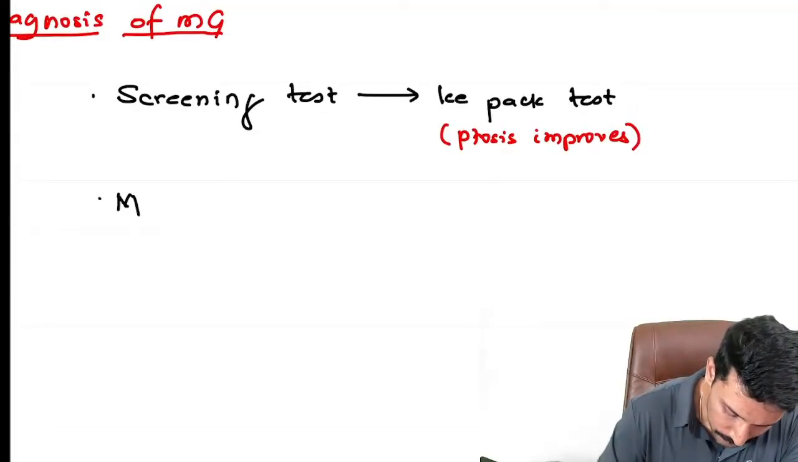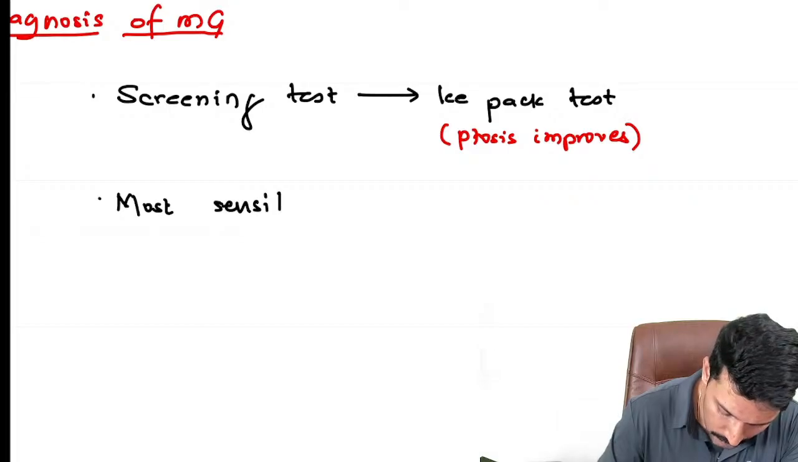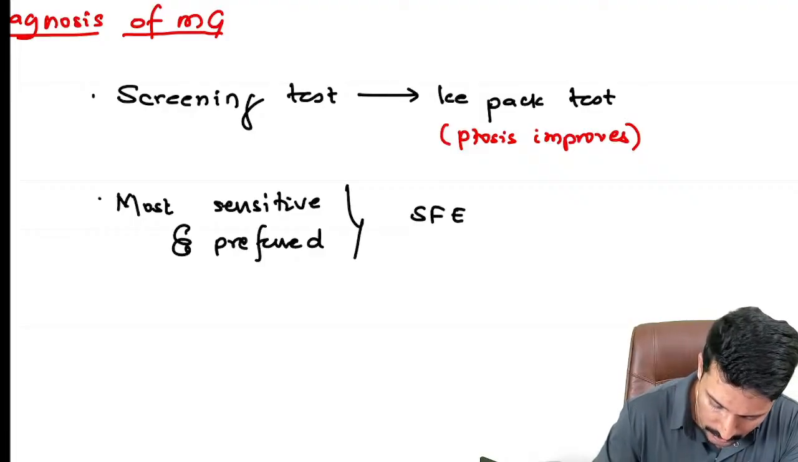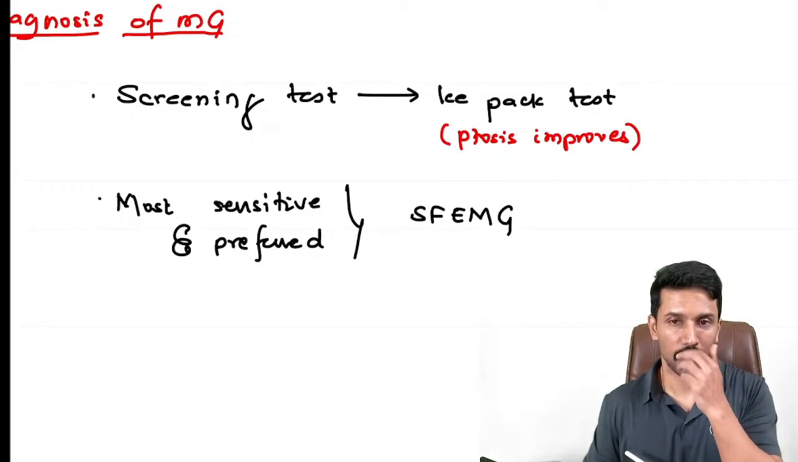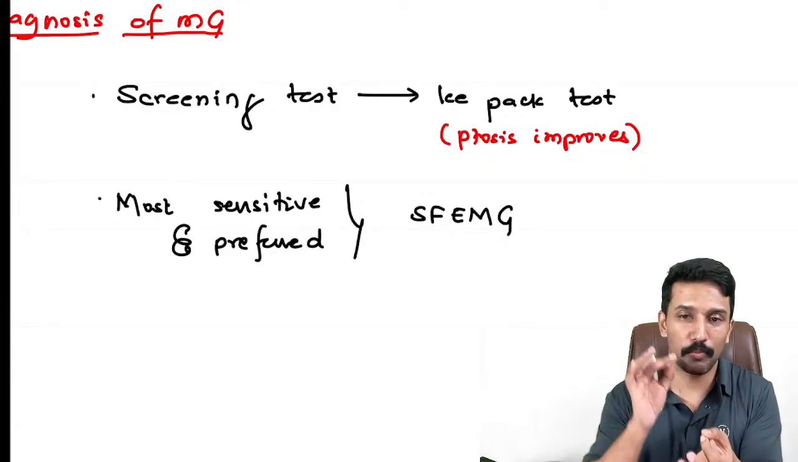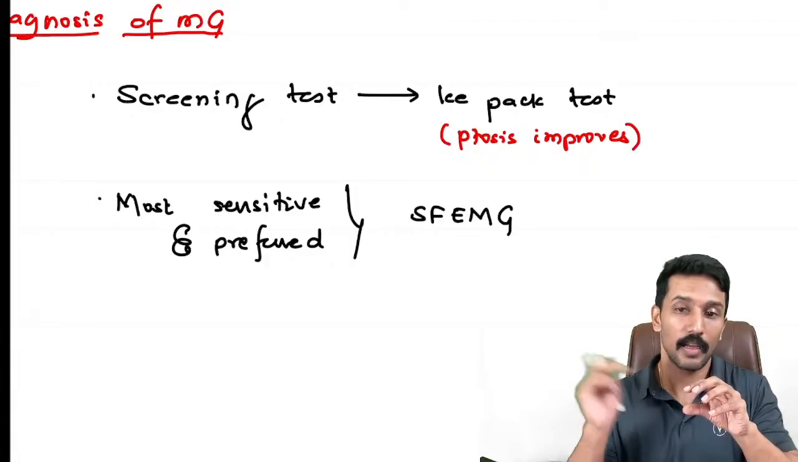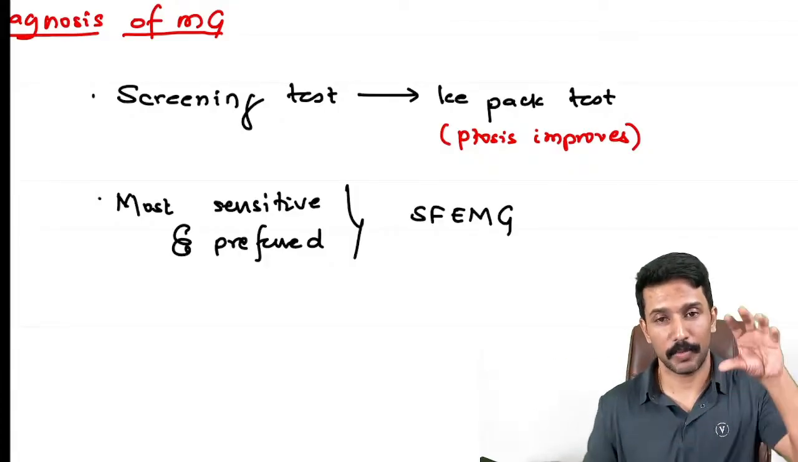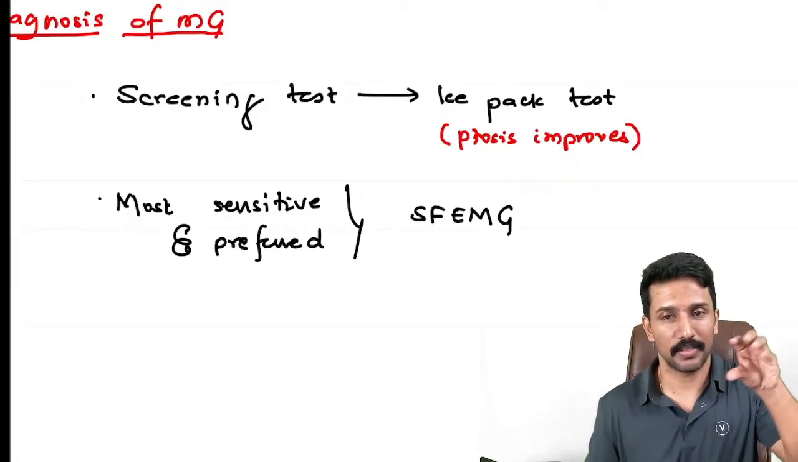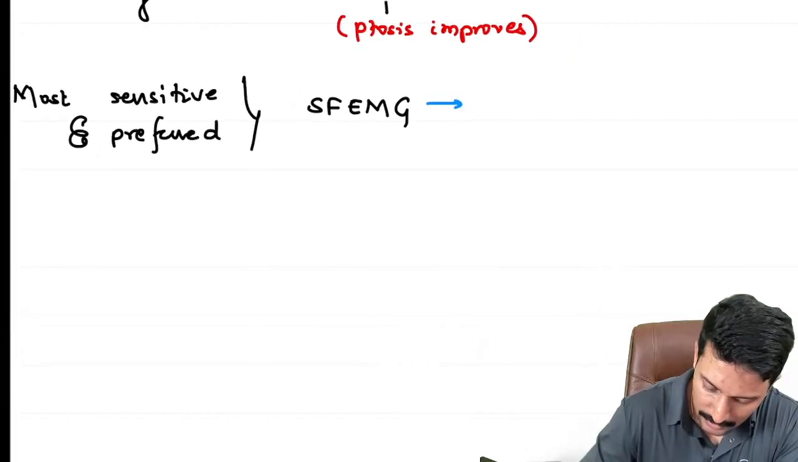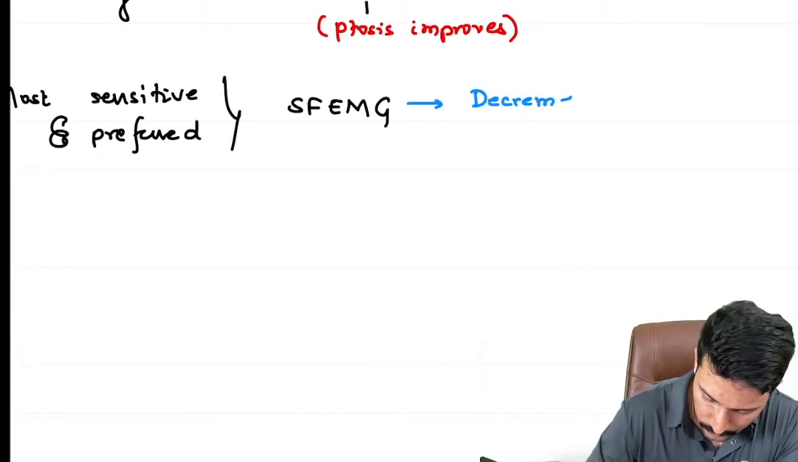Then they will ask what is the most sensitive and also the preferred investigation. Today the most sensitive and preferred investigation is single fiber electromyography. So what do we do in single fiber electromyography? We keep stimulating a muscle repetitively and we keep measuring its action potential. Repetitive stimulation in a myasthenia gravis patient should lead to decrease in the force of contraction, decrease in action potential. That response we call decremental response.